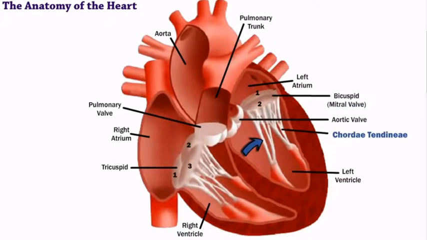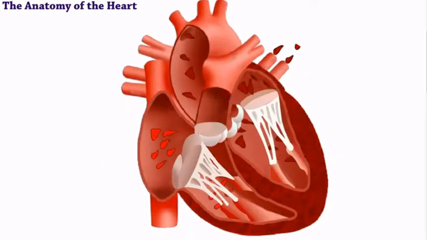Chordae tendineae are attached to the papillary muscles, which are located in the ventricles. When these muscles contract, the white, string-like chordae tendineae become taut. It is these chordae tendineae, together with the papillary muscles, that keep the valves shut when the ventricle contracts.